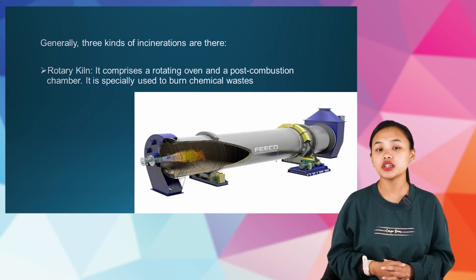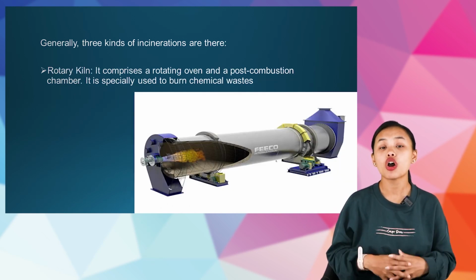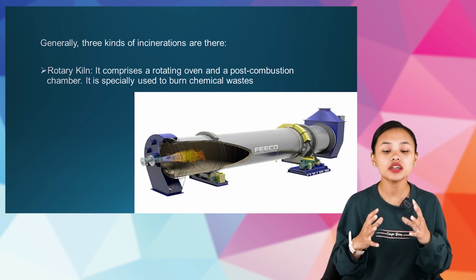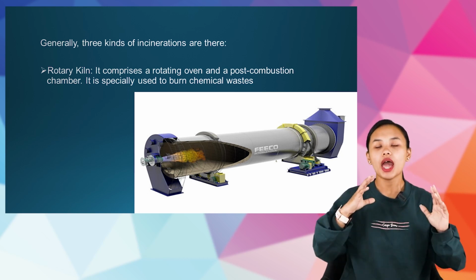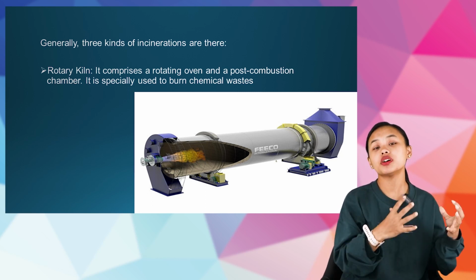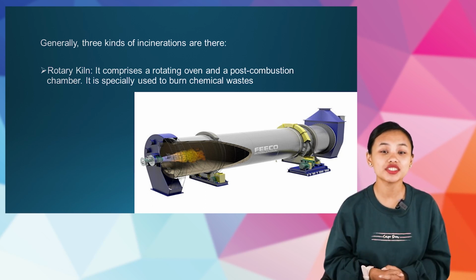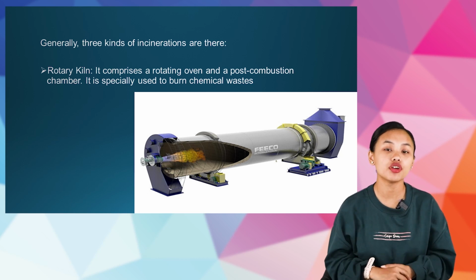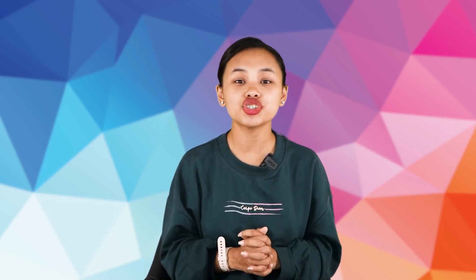The next one is the rotary kiln. This is composed of a rotating oven and a post-combustion chamber. And this is especially used to burn down chemical waste which consists of cytotoxic drugs or even pharmaceuticals. So these are the three kinds of incineration: the single chamber furnaces, the double chamber pyrolytic incinerator, and the rotary kiln. So I hope you have got a clear understanding of what incineration means.